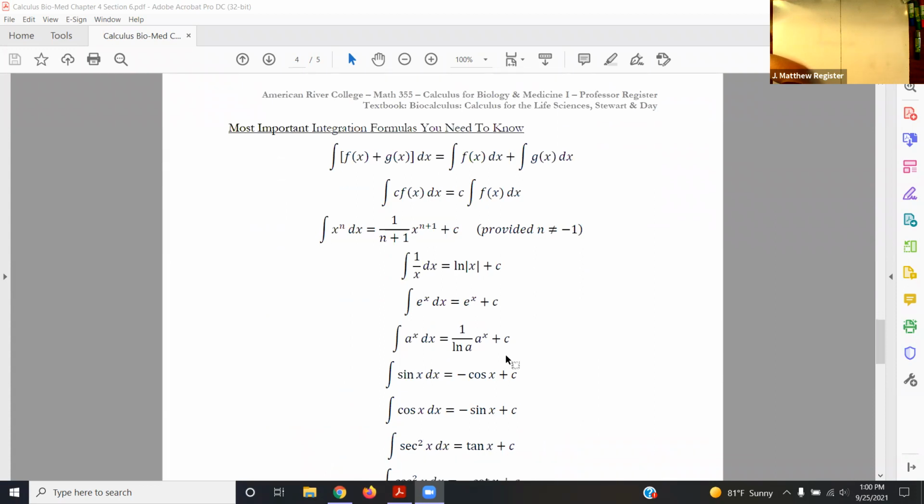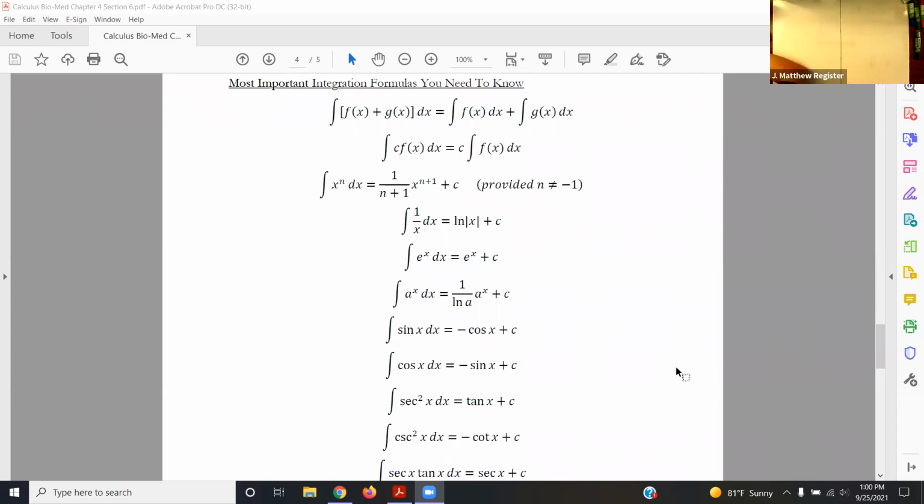Now, here are some antiderivative formulas, and one of them is incorrect because I was bad when I wrote this. See if you can spot the incorrect one right now before I give it away. But looking through this, we have the sum. And so if we're taking the antiderivative of the sum, it's just going to be the sum of the antiderivatives. We still have the scalar rule. And then we also have our power rule from before.